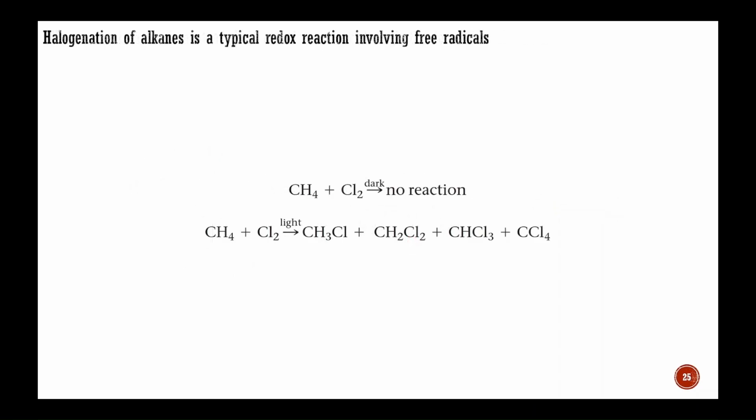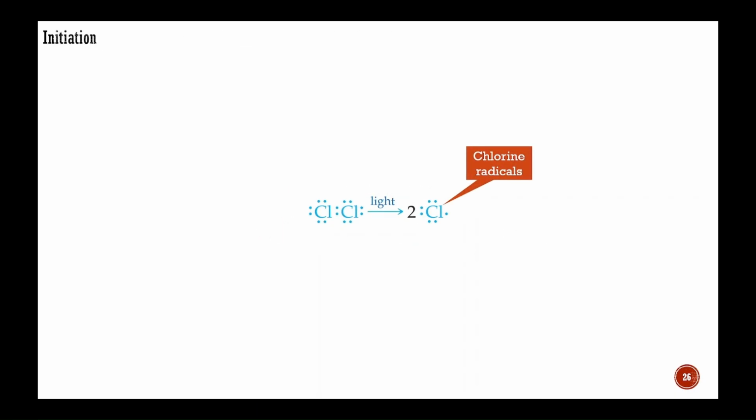Halogenation of alkanes is a typical example of a redox reaction involving free radicals. When we treat methane with chlorine in the dark, nothing happens. However, as soon as we turn on the light, the two reagents react violently, generating a mixture of chlorinated hydrocarbons. This reaction follows a radical chain mechanism involving 3 steps: initiation, propagation, and termination. The initiation step produces the first radicals. In this example, the absorption of light by chlorine causes the homolytic cleavage of the chlorine-chlorine bond, leading to the formation of 2 chlorine radicals.